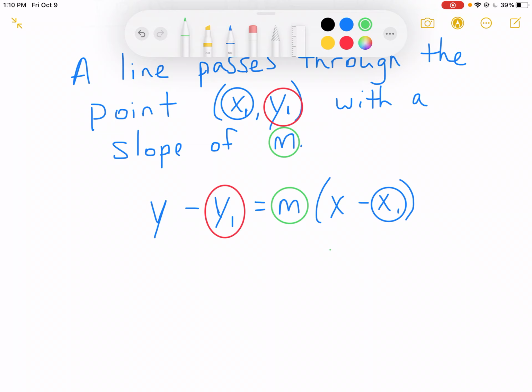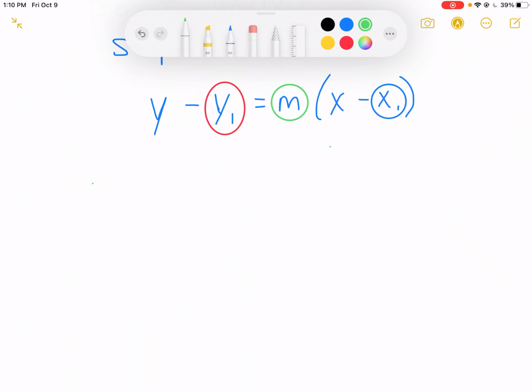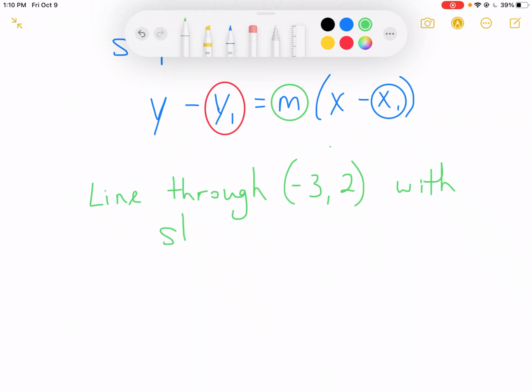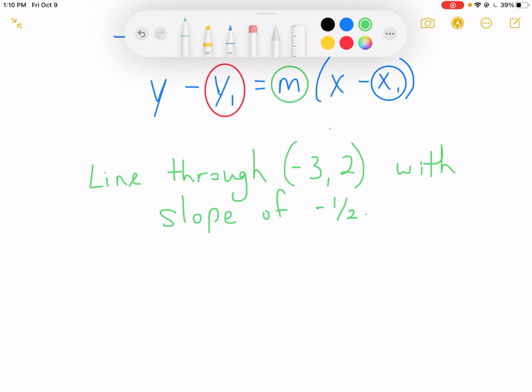Let's say that we have a line through -3, 2 with a slope of, let's say, -1/2. Okay, so using this formula up here at the top, we're going to plug in these numbers. Okay, so this is my x1, this is my y1, and this is my slope m.